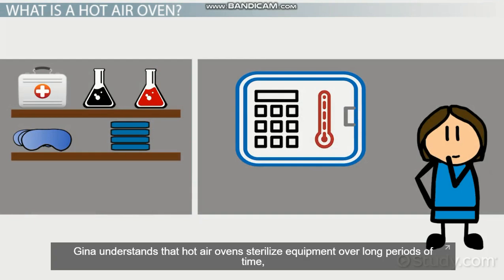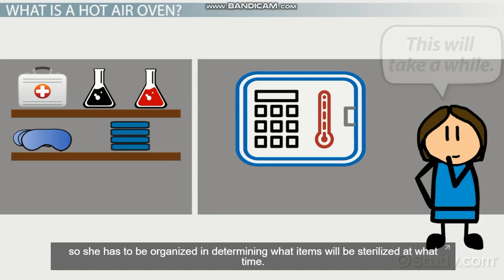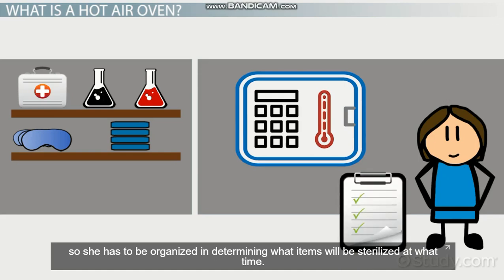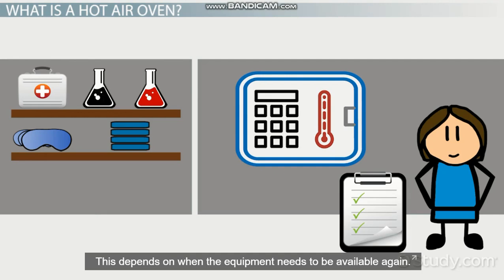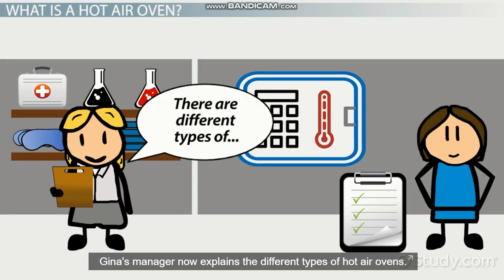Gina understands that hot air ovens sterilize equipment over long periods of time, so she has to be organized in determining what items will be sterilized at what time. This depends on when the equipment needs to be available again. Gina's manager now explains the different types of hot air ovens.